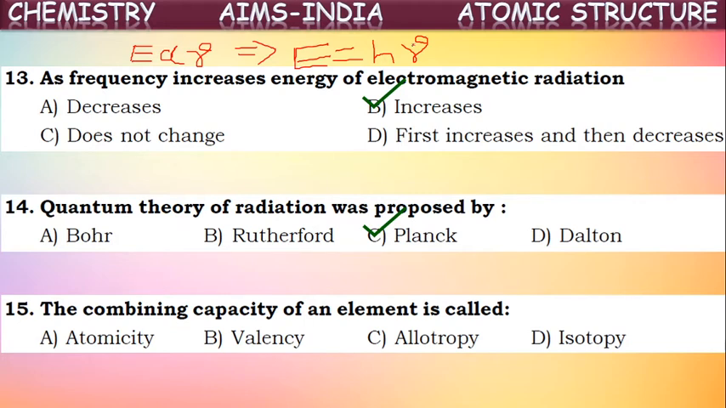In this trying, some elements lose electrons, some gain electrons, and some others share electrons. This number of electrons gained, lost or shared by an element to become stable is called its combining capacity, which is also called valency. Okay, the combining capacity of an element is called its valency.